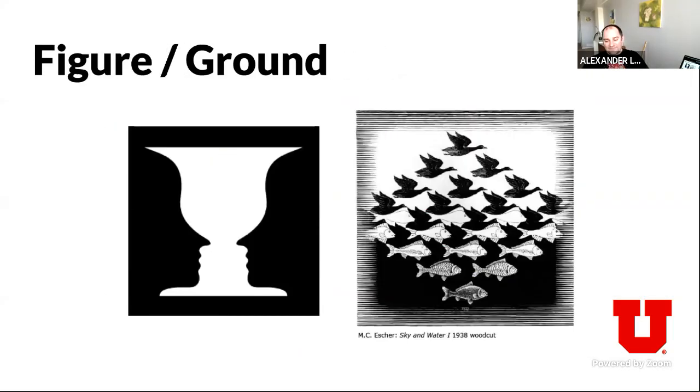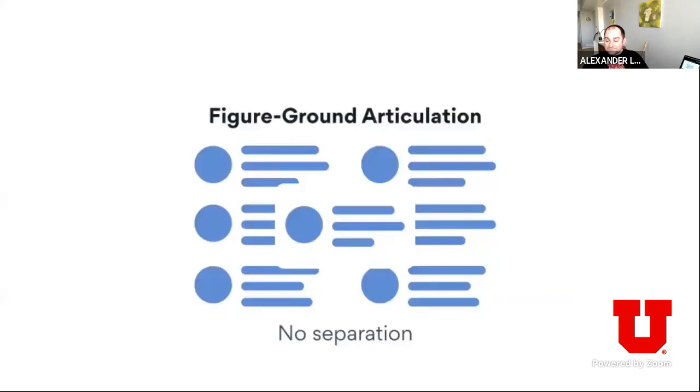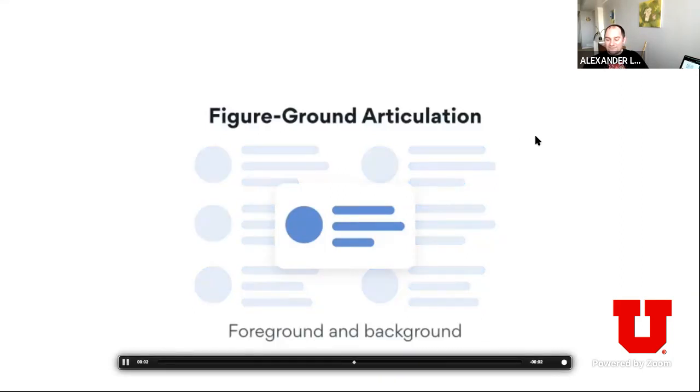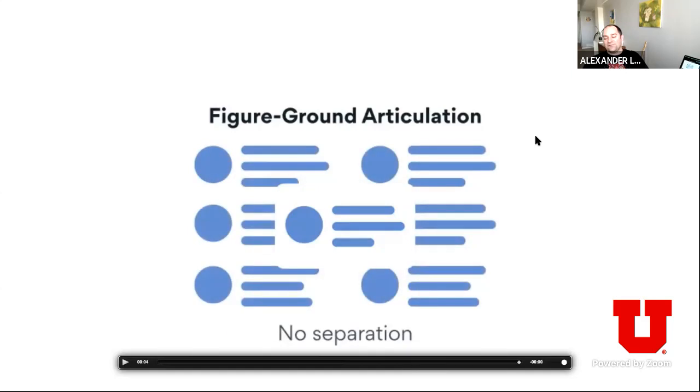And sometimes it's not completely clear what is the figure and the ground. These are M.C. Escher drawings that play with that. You can see either a cup or two faces in the left one, and then you see this transition between birds and fish in the right one. So he's playing very cleverly with figure and ground in these examples. Here is an illustration of how you can use that, for example, in a layout on a website.